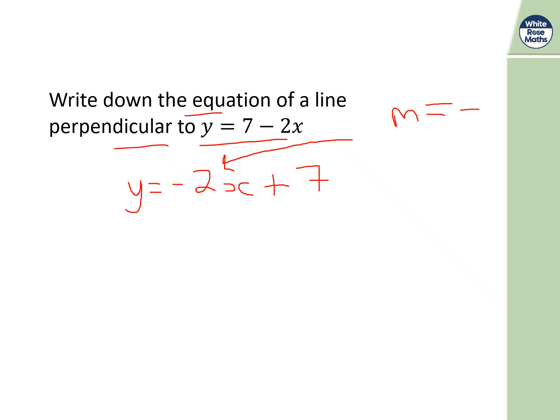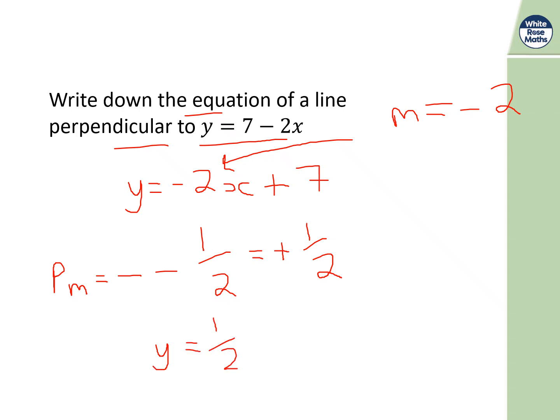Now, a perpendicular line has a negative reciprocal gradient of minus 2. So the perpendicular gradient, I'll call it PM for short, will be minus 1 over minus 2, which makes positive 1/2, or positive a half, or just a half. So that will be the gradient of my new line. For example, y is equal to a half x plus 3. So that'll be a line that is perpendicular.